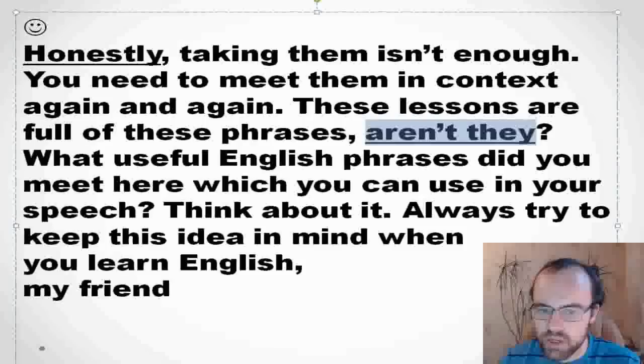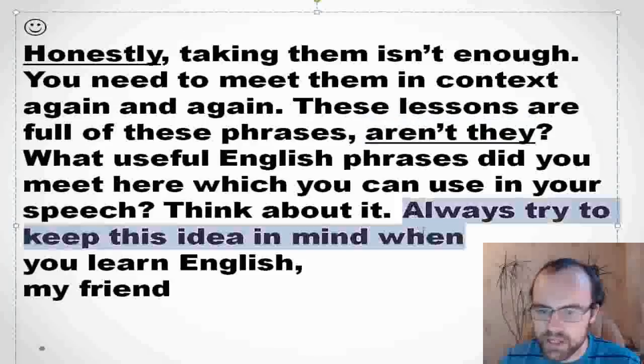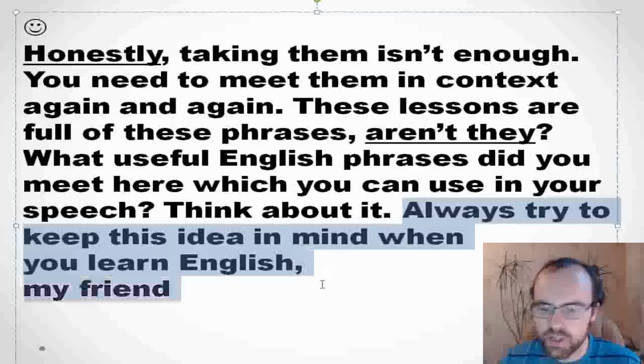And always try to keep this idea in mind when you learn English, my friend. So when you read something, when you listen to something, when you see interesting phrases, think, okay, it's a good phrase, and I'll use it in my speech. And when you speak, please try to use all these phrases. And if necessary, you can take notes, you can write something down.